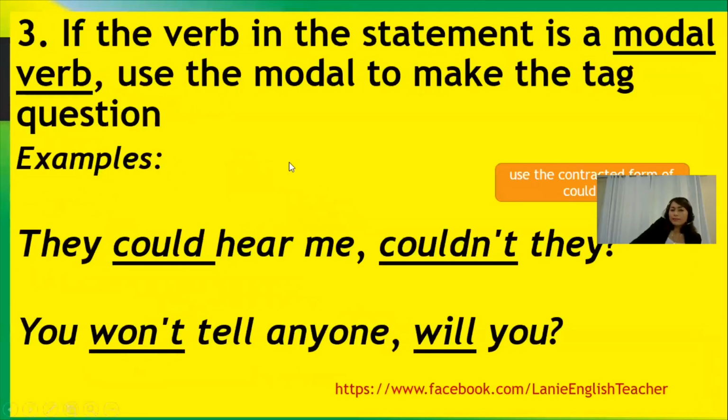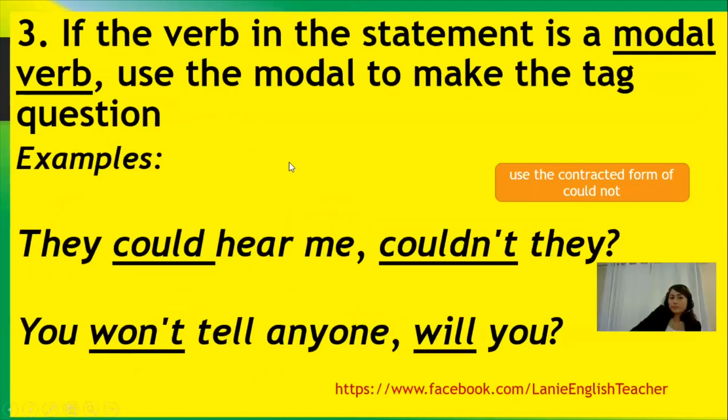All right, next rule. If the verb in the statement is a modal verb, use the modal to make the tag question. So remember those modal auxiliary verbs? All right, I hope you remember this time. So let me give you examples. First, they could hear me, couldn't they?